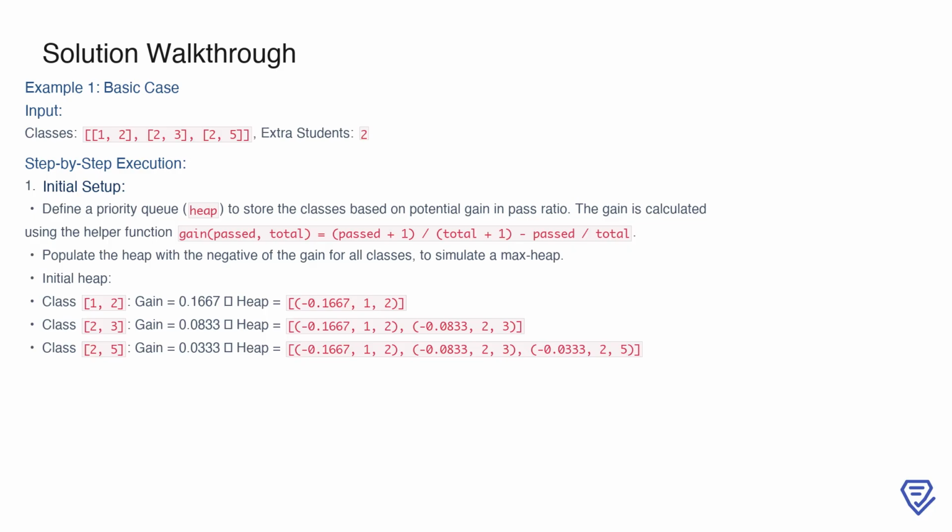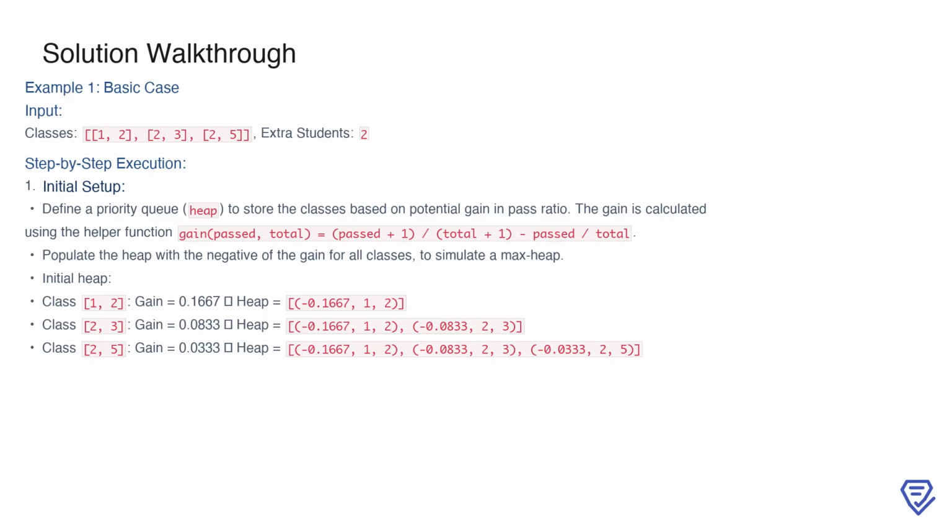To solve this problem, we start by defining a priority queue, or heap, that will store the classes based on their potential gain in pass ratio. The gain is computed using a helper function that calculates the difference between the new pass ratio after adding one extra student and the current pass ratio. Since we need a max heap but Python only provides a min heap, we store the negative of the gain to simulate the behavior.